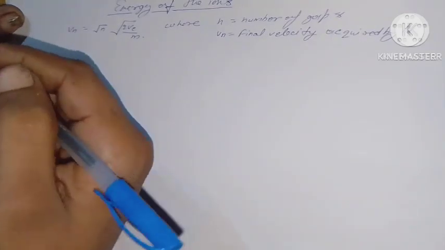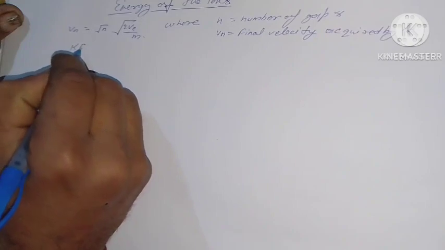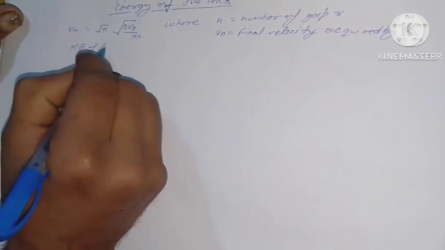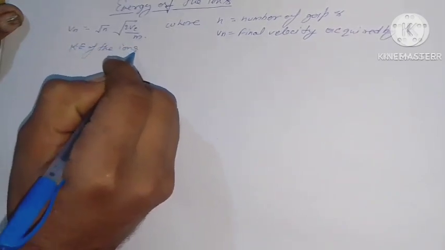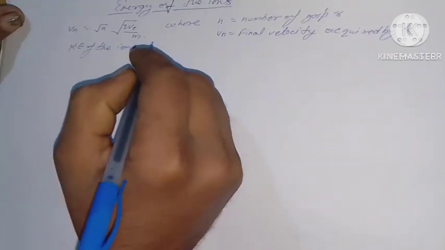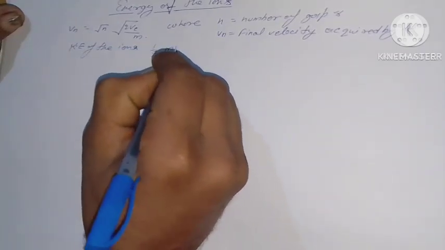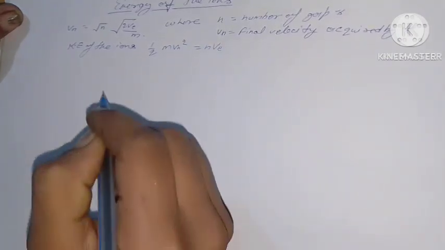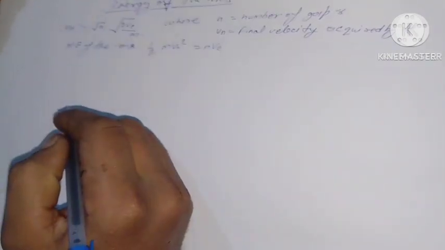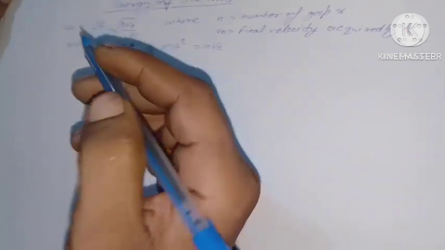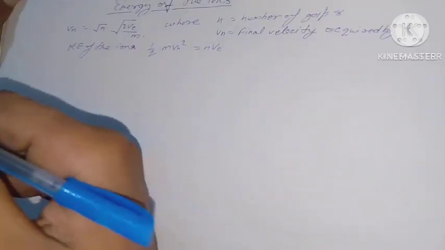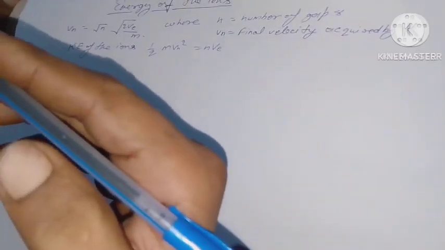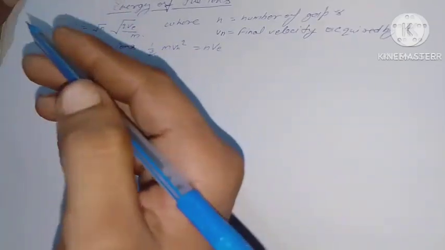Kinetic energy of the ions, 1 by 2 m Vn square, equals nVe. Okay? The final energy of the ions when they strike the target depends upon the overall length of the accelerator, the total number of gaps, and on the energy gained in each gap.